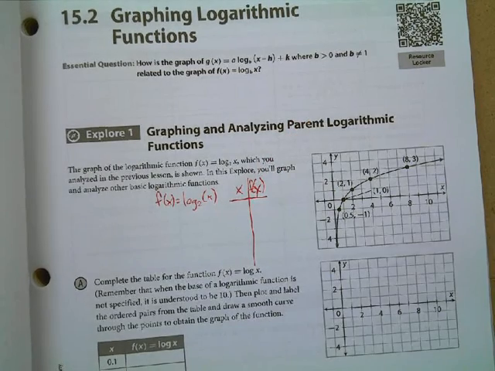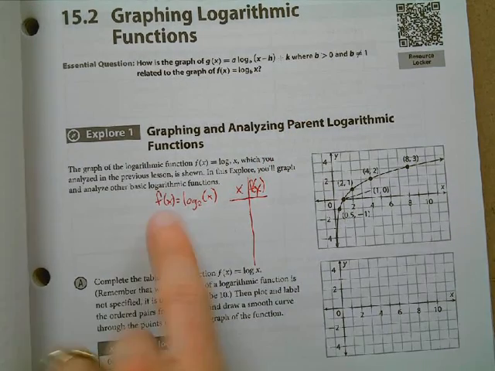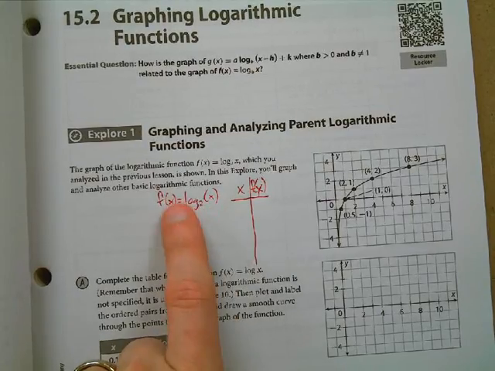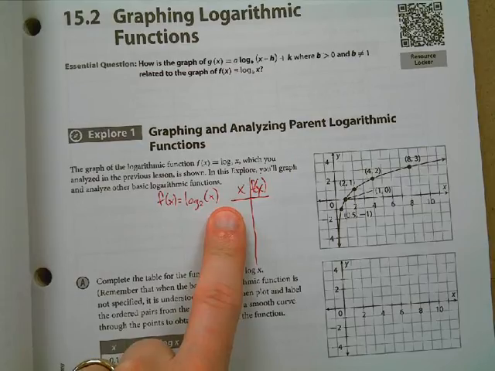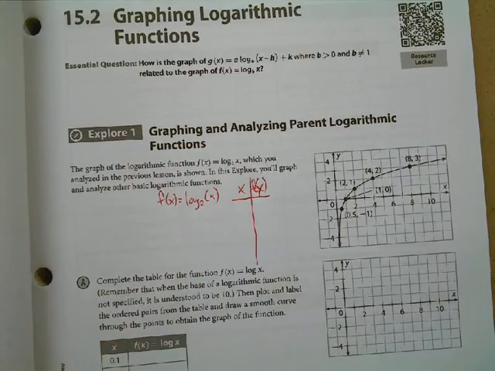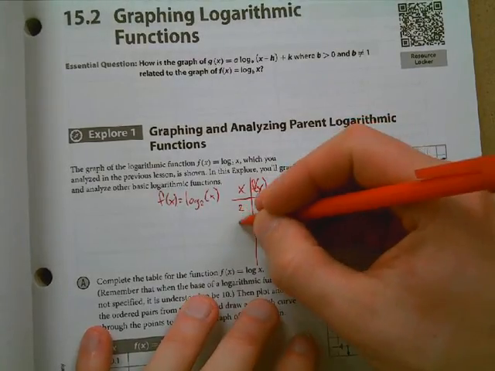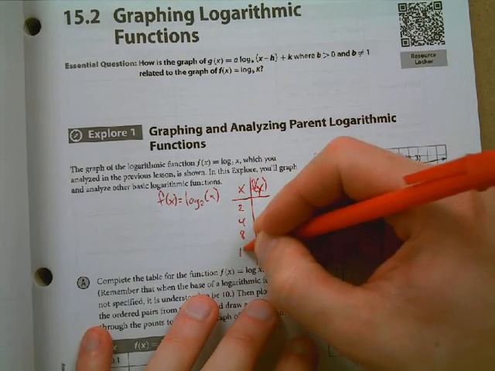What kind of x values do we want to pick here to plug in that we can evaluate easily? What things can we easily do the log base 2 of? We want powers of 2 specifically. So 2 would work, 4 would work, 6 would not work because 6 is not a power of 2, but 8 would work because it's a power of 2. And so if we pick 2, 4, 8, 16, we can easily evaluate that.